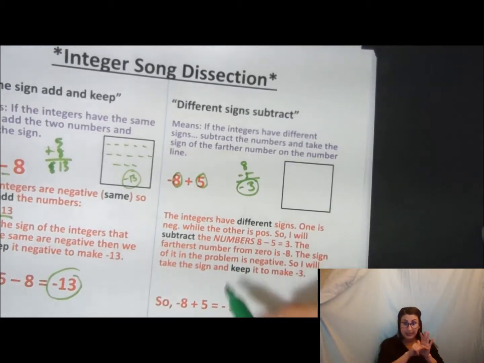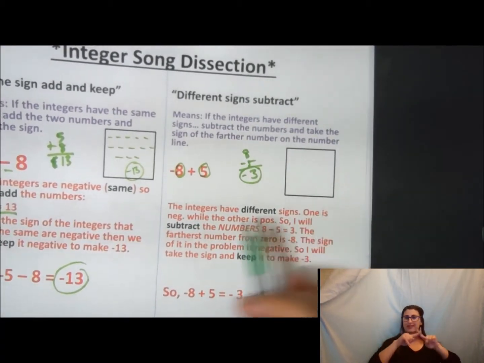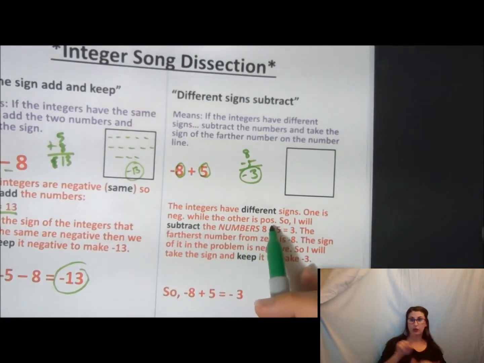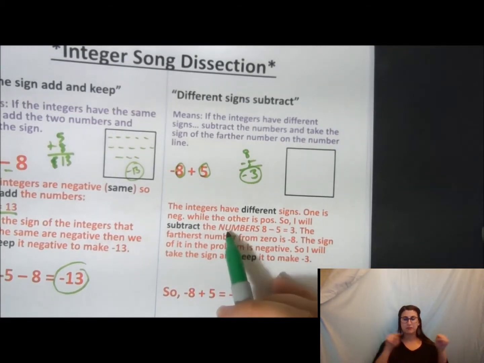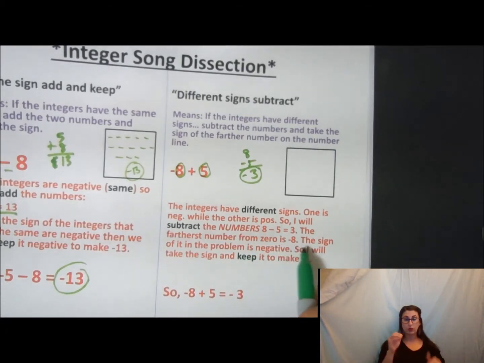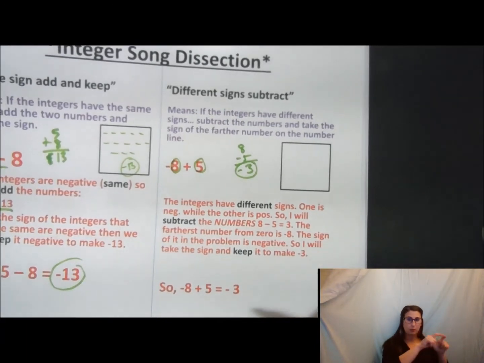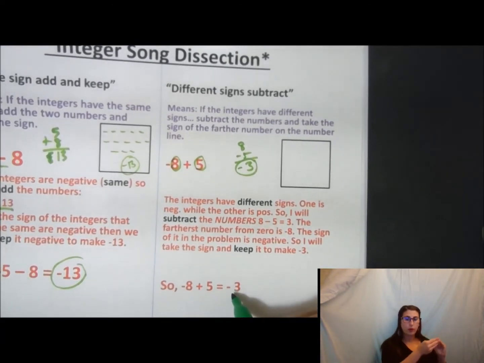Okay, that's what everything right here is saying. Right, the integers have different signs. One is negative while the other is positive. So you got to subtract the numbers. The furthest number from 0 is negative 8. So that's the sign of the solution. So it will be negative 3.